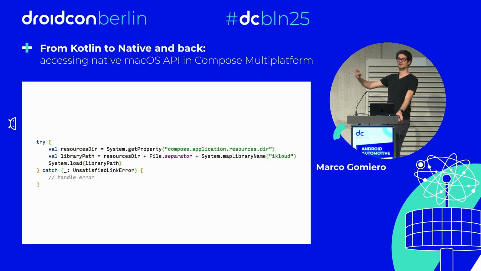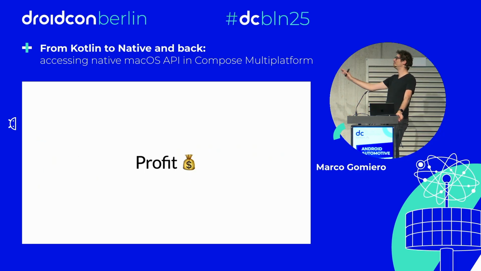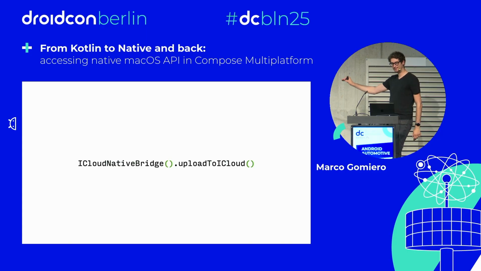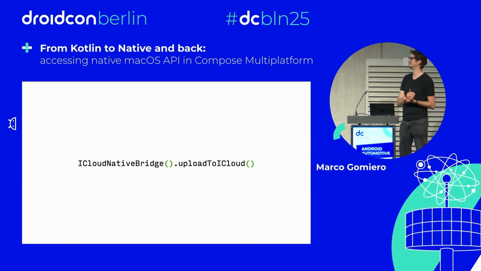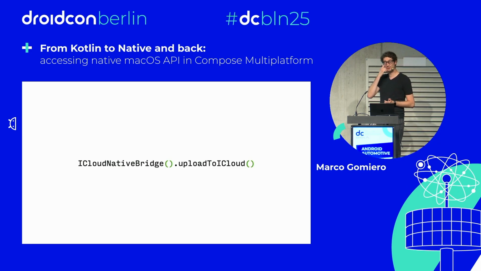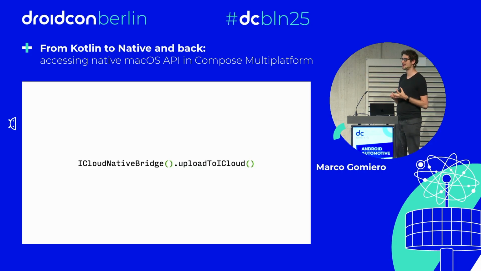OK. And finally, it's time to profit from all of those things. So in your app, you can just instantiate the class that we created before with the external method and call the method. And then if we didn't mess up during linking and during the loading, everything will work, and you're going to have your database uploaded to iCloud magically, which is amazing because it was done only with Kotlin.